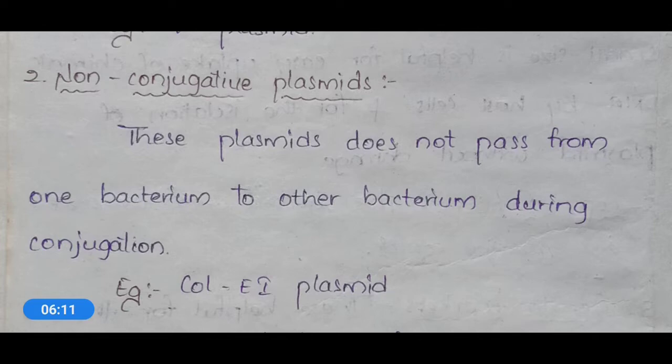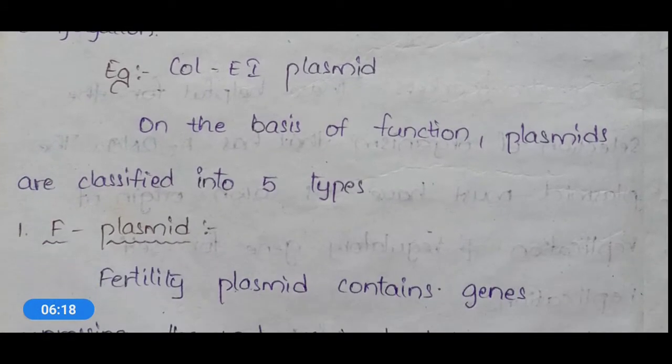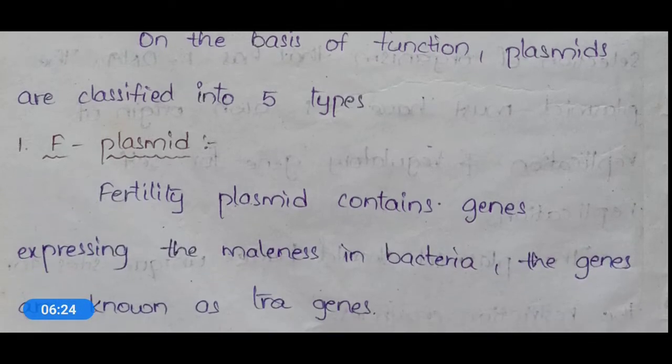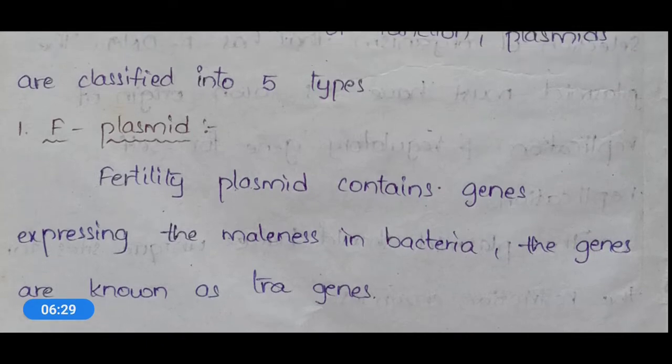Based on functional characteristics, these plasmids are of 5 types: F plasmids, R plasmids, col plasmids, degradative plasmids, and virulence plasmids. Here the F plasmid is the fertility plasmid, and the F plasmid present in the bacteria gives a maleness characteristic to the bacteria, and the genes are known as tra genes.